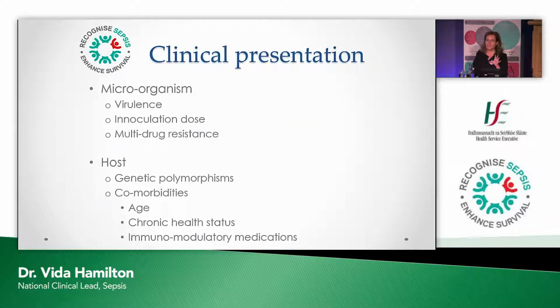So the presentation of the patient who comes to us unwell is a combination of the characteristics of the microorganism that's caused the infection, but also the characteristics of the host. So the virulence of the organism, the inoculation dose, so very large wounds, or a patient who's been sick at home untreated for a week, the bugs have been replicating all that time, or the presence of multi-drug resistant organisms. We've got genetic polymorphisms in our immune response to sepsis, and we have the comorbidities that we have outlined earlier.